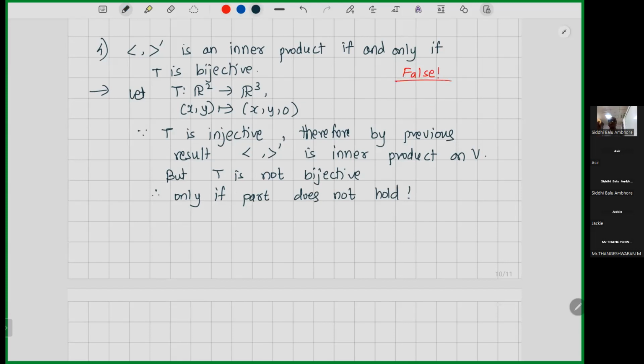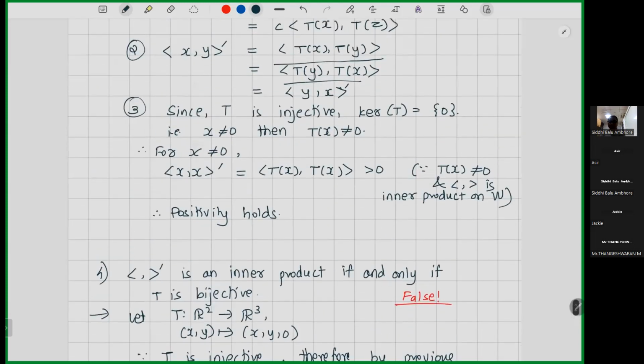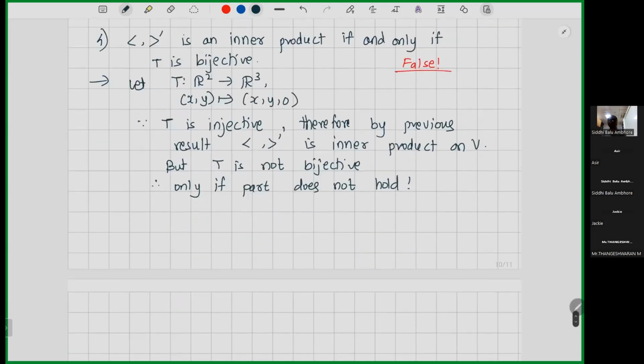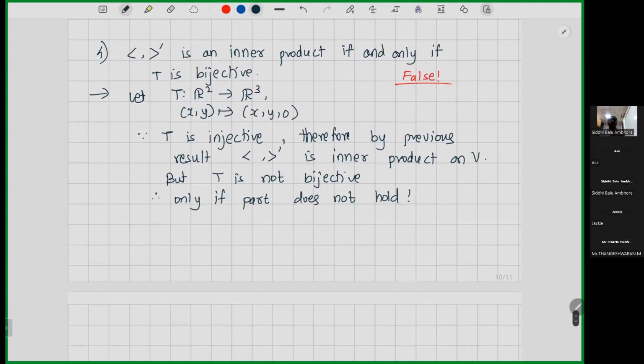Okay, is there any doubt here? This is an injective map, which is giving us an inner product by the previous result. So surjectivity is not needed for this. So bijectivity is not the only thing which will give us an inner product. Only injectivity, and we are sure that this will form an inner product space. Is it okay?